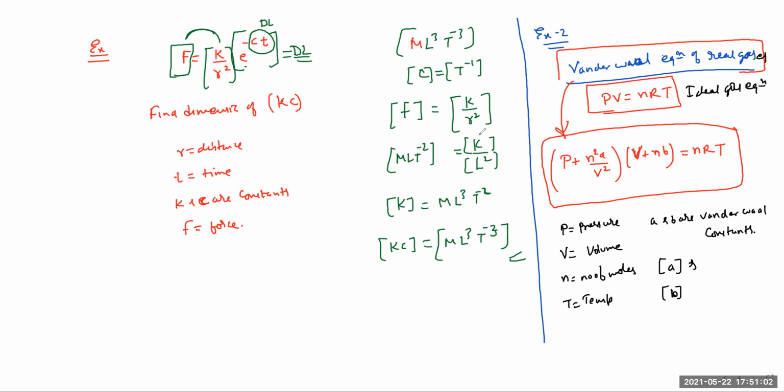it means it's a dimensional constant. The constant can have dimension, like P plus N B like this. V is volume, and N B as a whole will have the same dimension as the volume, because we can only add dimensionally equal values. So N into B represents dimensionally volume, and that is why you're adding it.